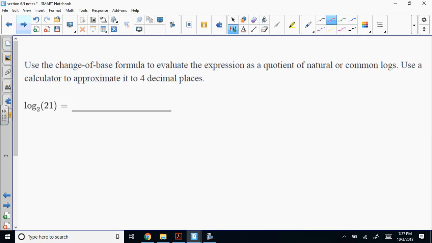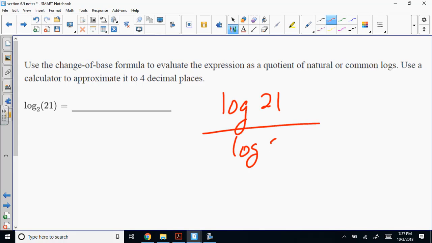Change the base. We already done change the base, have we not? On this? This is log of 21 over log of what? 2, right? Evaluate that in your calculators, please. Use calculator to approximate 4 decimal places. You might want to do this because you may see this again in a short period of time.